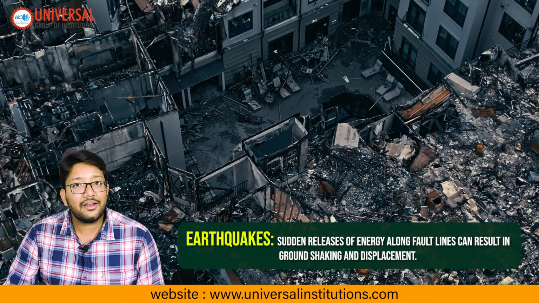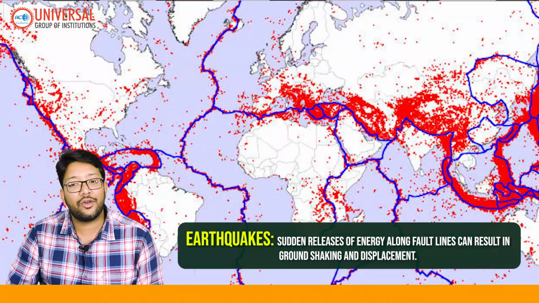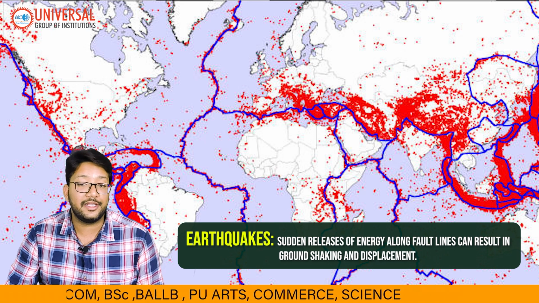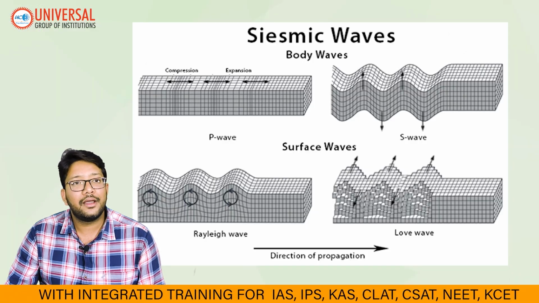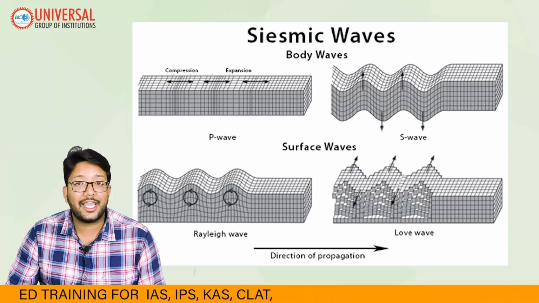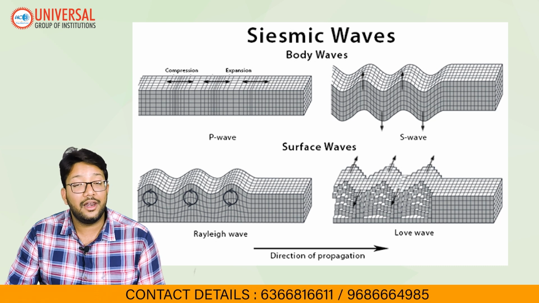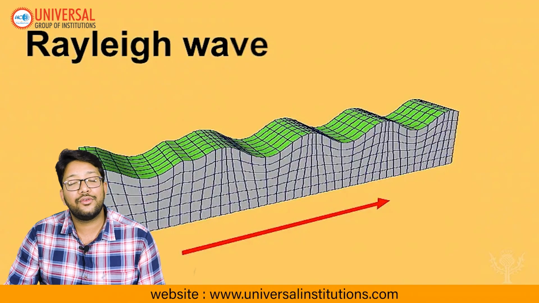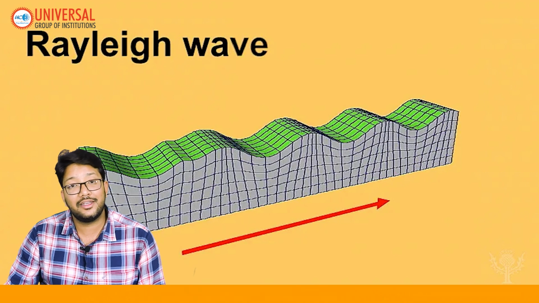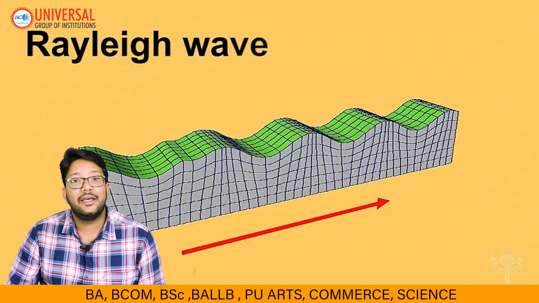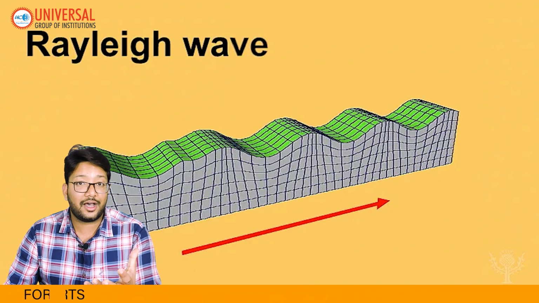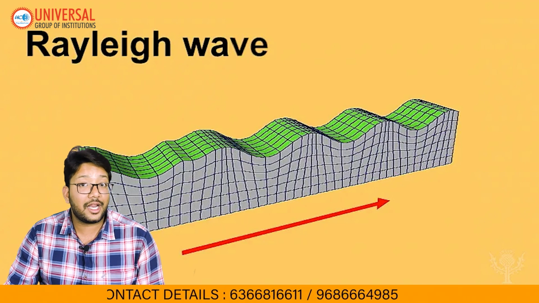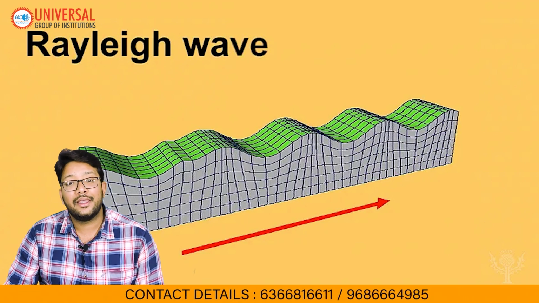So earthquakes are a sudden release of energy along fault lines that can result in ground shaking and displacement. There are many types of seismic waves like primary waves, secondary waves, Love waves and Rayleigh waves. The most dangerous is Rayleigh waves. It was asked in your UPSC exam which waves are the most dangerous. So the answer was Rayleigh wave. Remember that. This is a type of surface wave.